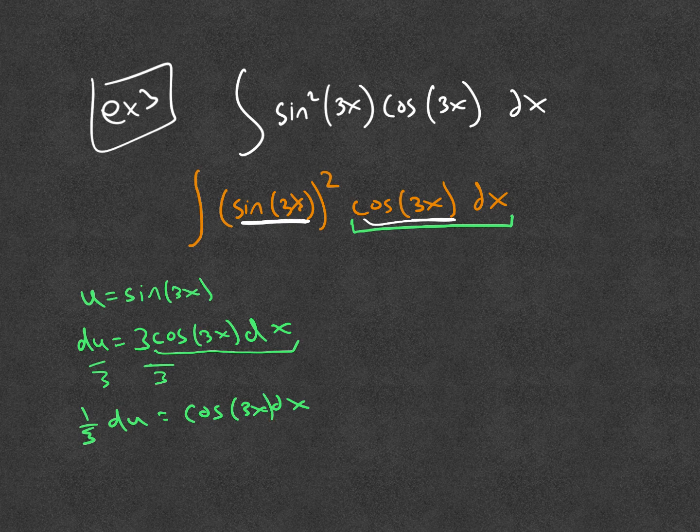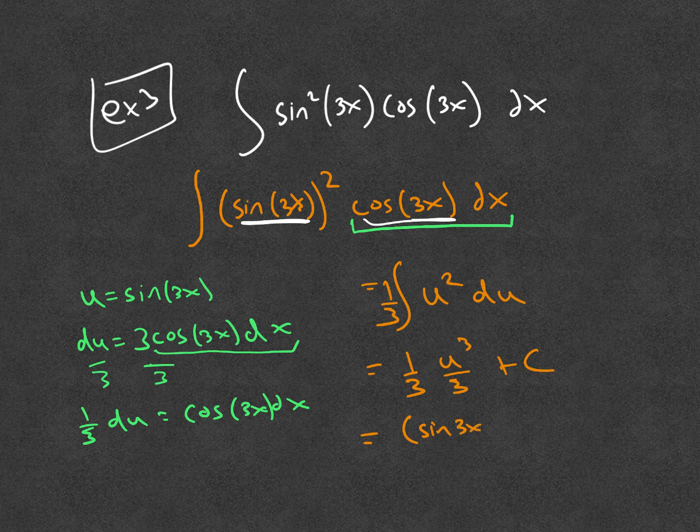And now I can sub in. So it's going to be the integral of u squared. Sine of 3x is u. Cosine 3x dx is 1/3 du. So I have the du, and I can right away bring the 1/3 in front. 1/3 u cubed over 3 plus c equals, and then I'll plug back in sine of 3x, so this would be sine of 3x cubed over 9 plus c.